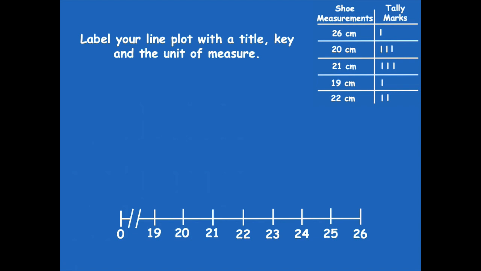All right, friends, pause if you need more time. Otherwise, here's my title, shoe lengths, because that's what we measured. We measured in centimeters, so I would label that there. And the key is X equals 1 shoe. If you don't have those measurements or the centimeters and the X equals 1 shoe, please pause the video and correct that on your line plot. If you came up with a different title, as long as it's something similar to shoe lengths, that's okay, that's fine.